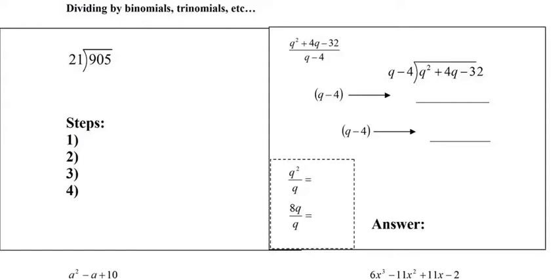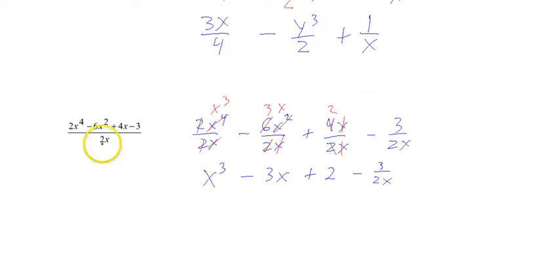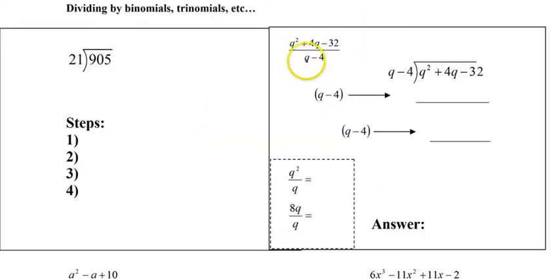Right, this is dividing by binomials, trinomials, etc. So we just did monomials, and with monomials it's one term. So you can just separate it. With binomials, you have two things. You can't divide each one individually by two things. It just doesn't work. So what we have to resort to is long division.